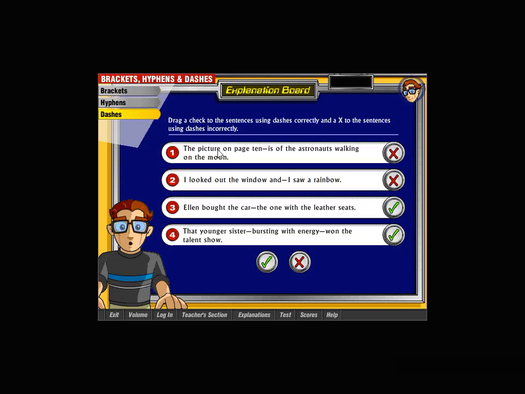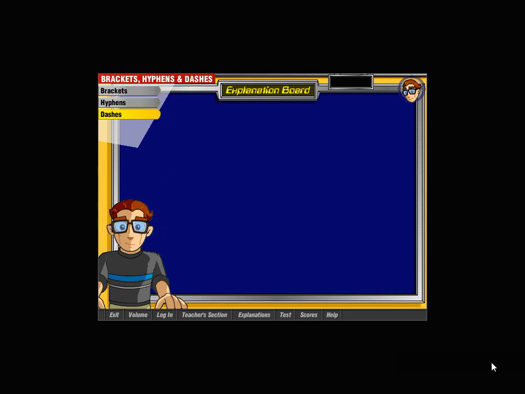Yes, well done, that's right. Example 1 does not need a dash at all. It is simply a statement of fact. Exercise 2 does not need a dash either. The word and prepares us for additional information, so we don't need a dash as well. Numbers 3 and 4 are correct. The fact after the dash is separated from it, but adds information.